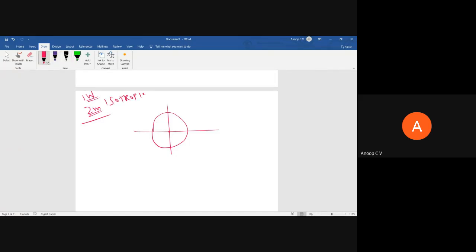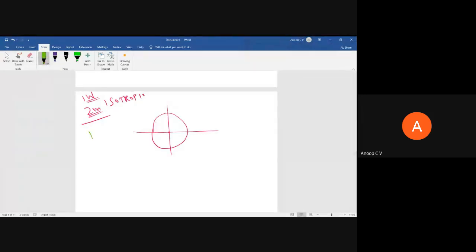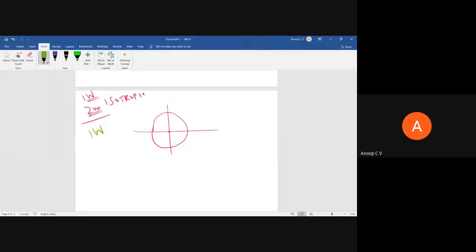Now what I'm doing is taking the same 1 watt power and giving it to a dipole. I'm keeping the dipole here and measuring. This dipole has theta equal to 0 and theta equal to 180. This dipole won't radiate in this direction. So this is 1 watt power. It will try to concentrate in this particular direction.